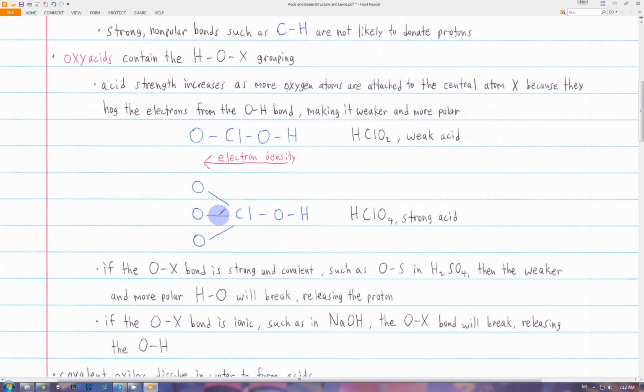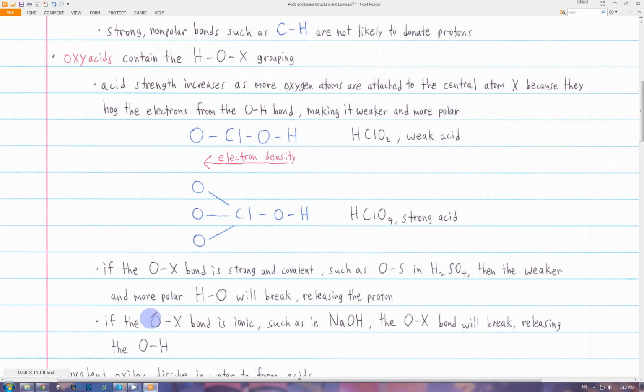So we have to look at which is stronger, the O-H bond or the O-X bond. For example, in sulfuric acid, the oxygen and sulfur bond is strong and covalent. So the more polar and weaker O-H bond is more likely to break in water, which is why these hydrogens act as acidic protons in sulfuric acid.